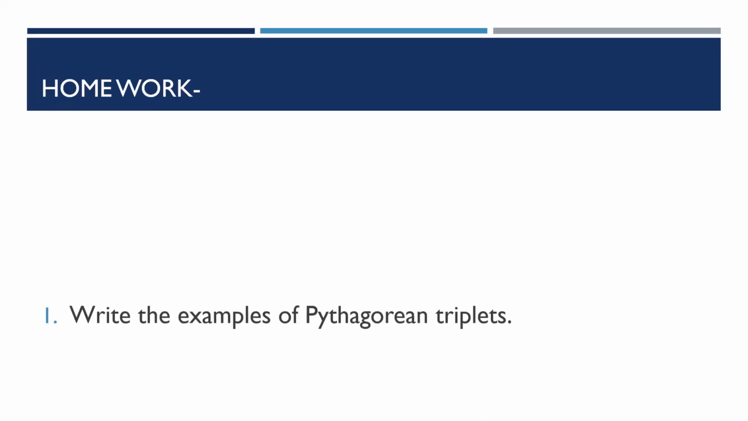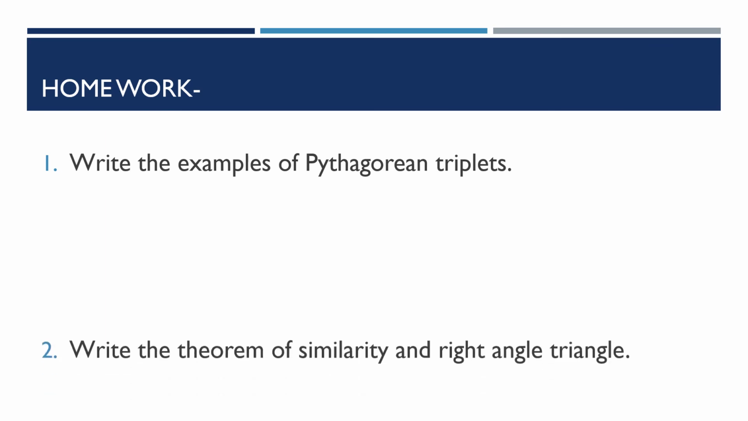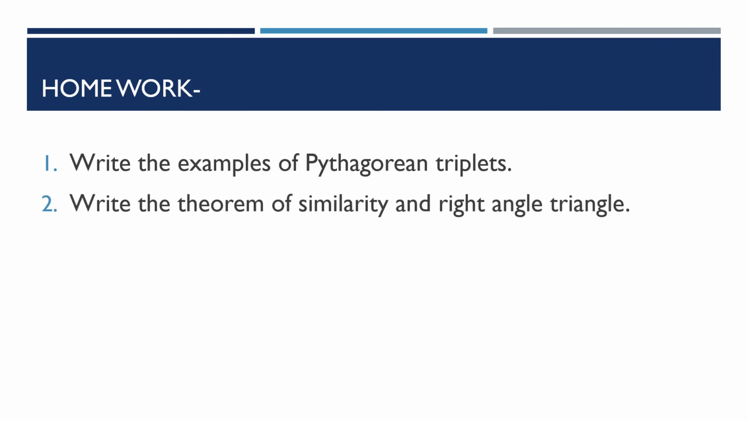Now homework. Write the examples of Pythagorean triplets. Write the theorem of similarity and right angle triangle. Problem set 2, question number 1, example number 1 and 3. You have to solve in your notebook. Also, the examples given in this video you have to solve in your notebook.